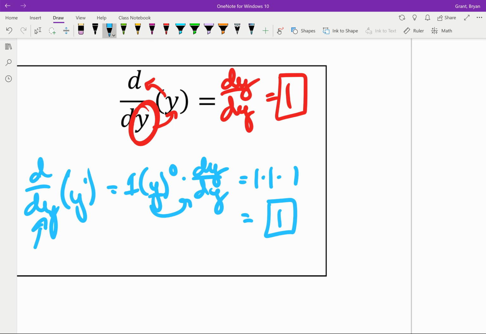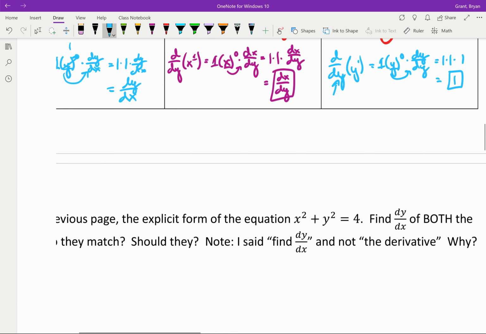Now, again, this is kind of a silly example, and we're really kind of going in circles here, but this whole process is going to become very useful on our next page. So let's take a look.